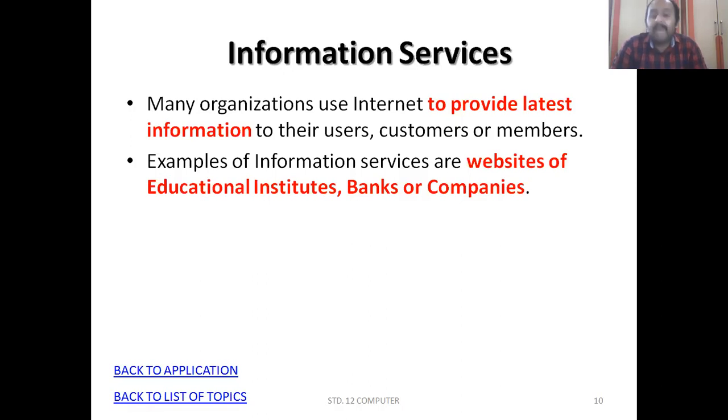Not only that, banks are also having their websites just to provide messages and information to their customers. Companies are also having their websites just to provide information to their employees or maybe to their customers. So just to provide information. That's why it is called information service. Means these websites are not meant for selling any products. Ultimately, they may not be directly connected to revenue generation, income generation, but their purpose is to just provide information to the related group of people. So such websites are also considered as an e-commerce website.